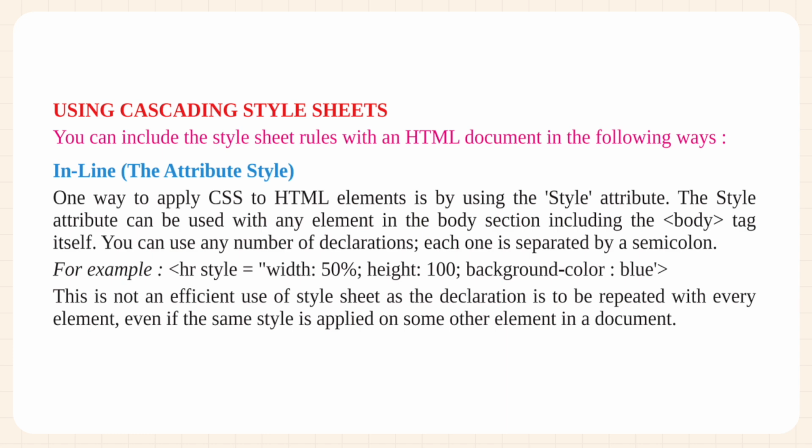Using cascading style sheets. You can include the style sheet rules with an HTML document in the following ways. Inline: the style attribute. One way to apply CSS to HTML elements is by using the style attribute. The style attribute can be used with any element in the body section, including the body tag itself. You can use any number of declarations. Each one is separated by a semicolon.